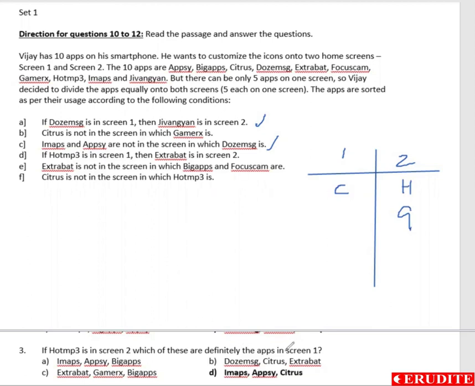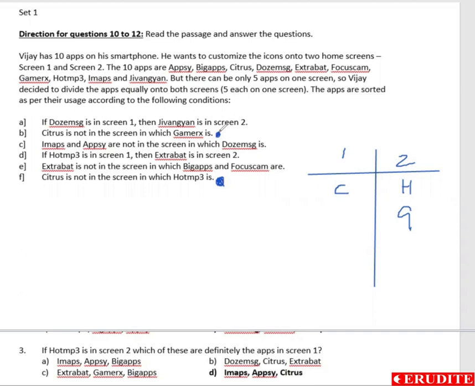Okay, screen 1. Who was there in screen 1? Which one have I used? I've given H in screen 2. So this one I've used. C is not in the same screen, so C is in 1. C and G are not in the same, so G is in 2.